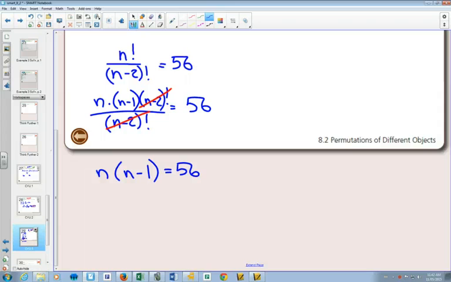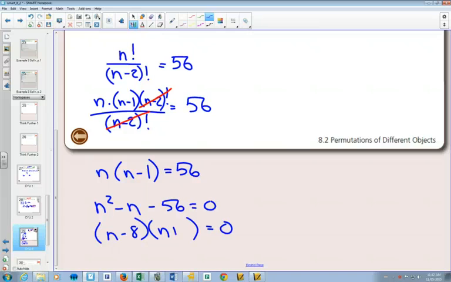What kind of question is this? It's a quadratic. So how do we solve quadratics? Well, we'll multiply this out. n squared minus n, bring the 56 over, and factor: n minus 8, n plus 7. So our two possibilities are n equals 8 and n equals negative 7.